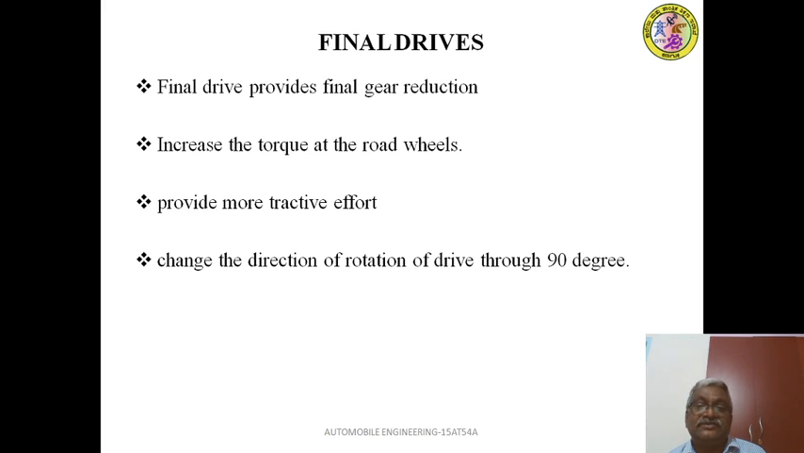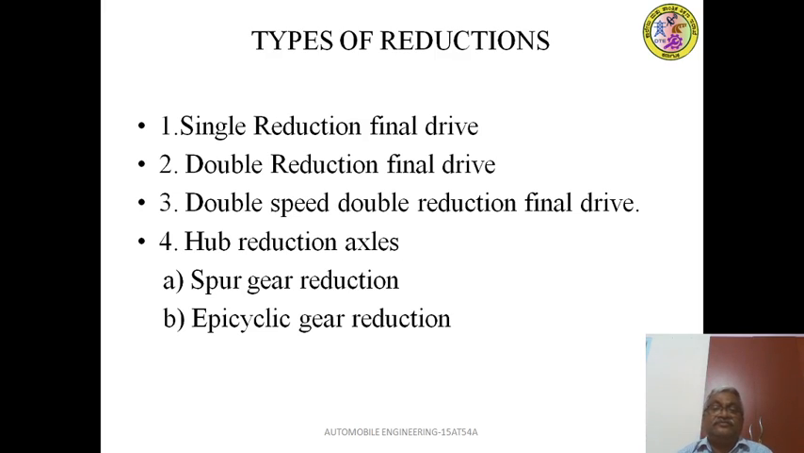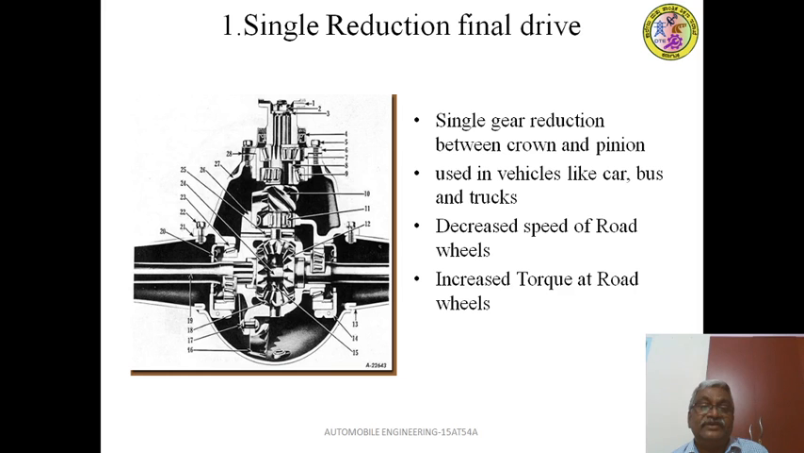Next, we shall go through the types of final drive reductions. First one is single reduction final drive, second one is double reduction final drive, third one is double speed double reduction final drive, fourth one is hub reduction axles. In this, there are two types: spur gear reduction, and second one is epicyclic gear reduction. Let me explain single reduction final drive.